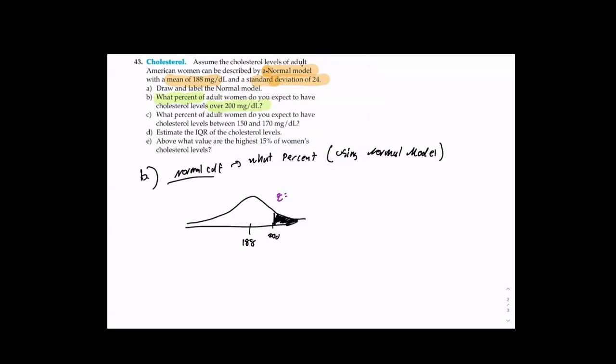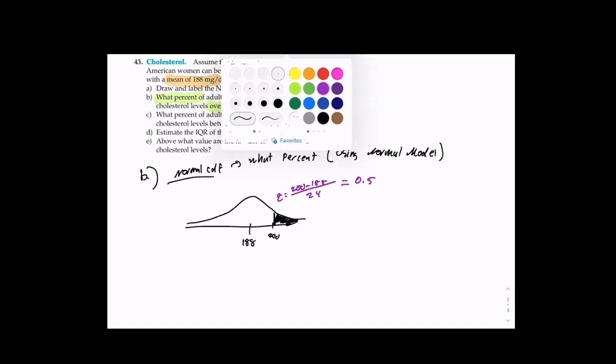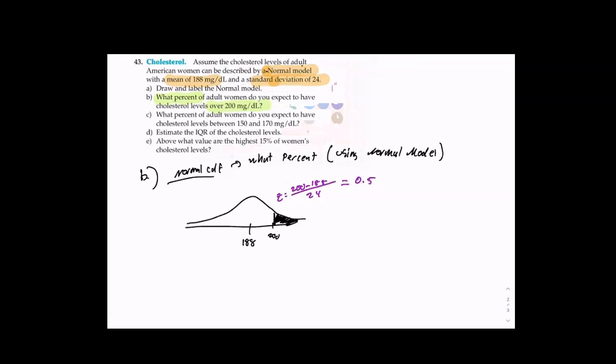Now we find the z-score, which is people were talking about the subtraction. So 200 minus 188, over 24. Yes. Okay. Equal 0.5. Okay. What do I do now? Step 2, done. What do I do now?